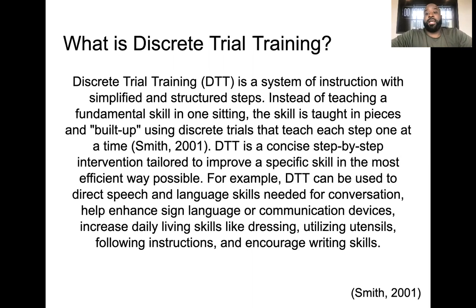For example, DTT can be used to direct speech and language skills needed for conversation, help enhance sign language or communication devices, increase daily living skills like dressing, utilizing utensils, following instructions, and encouraging writing skills. All these things are things that we use in a self-contained classroom. And DTT is very well used with students who have autism.